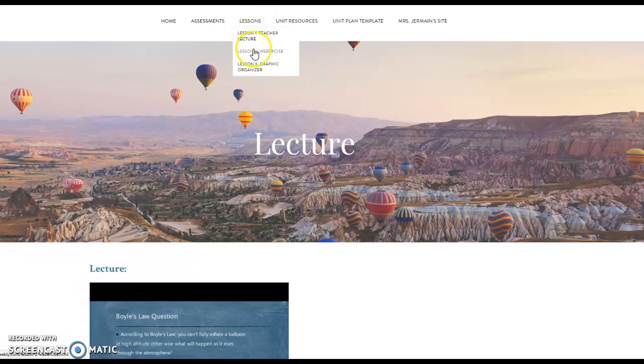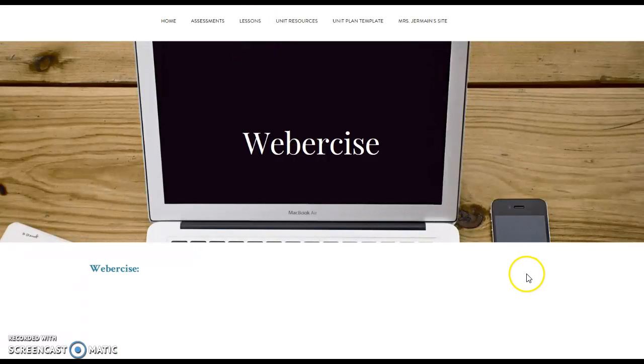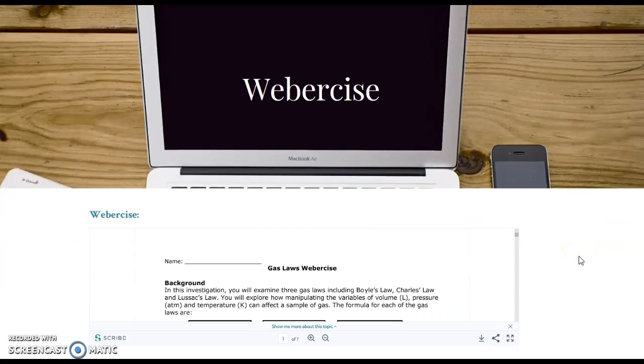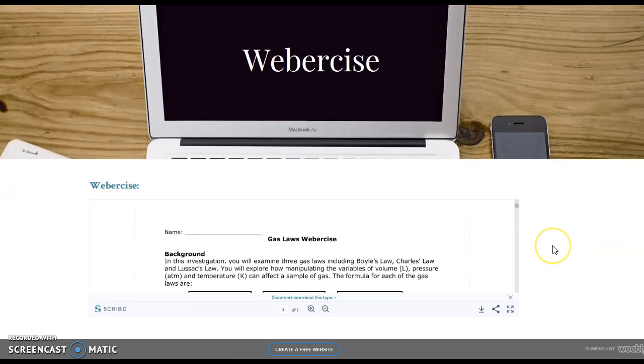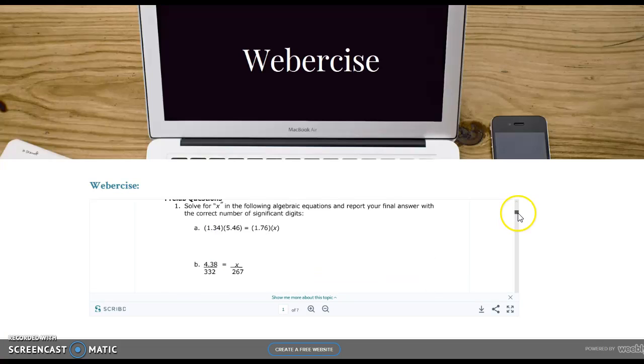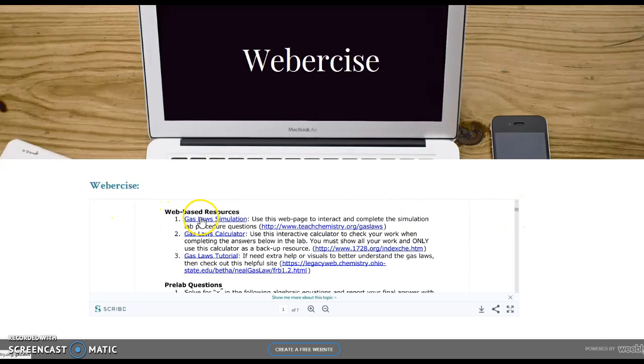So moving on to lesson 2, the Weber size. As I mentioned before, students will be doing a lab simulation online based on the 3 different gas laws and how they interact with each other, based on whether pressure, volume, or temperature is held constant. These are the instructions to show where you can find the gas law simulation. I'll show you a picture of it below so you get an idea.